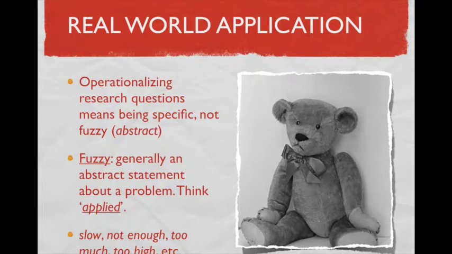Sometimes people will come into us and say, well, things are slow or not enough or too high. We have to operationalize research questions, and that means being specific, not fuzzy. We have to say, well, what do you mean by not being effective? What do you mean by not performing high enough or well enough or slow enough or not enough or too high? We have to translate a generally abstract statement about a problem into something that is actually very applied, discrete, and concrete. Well, our managers are actually missing the mark by X, Y, and Z.